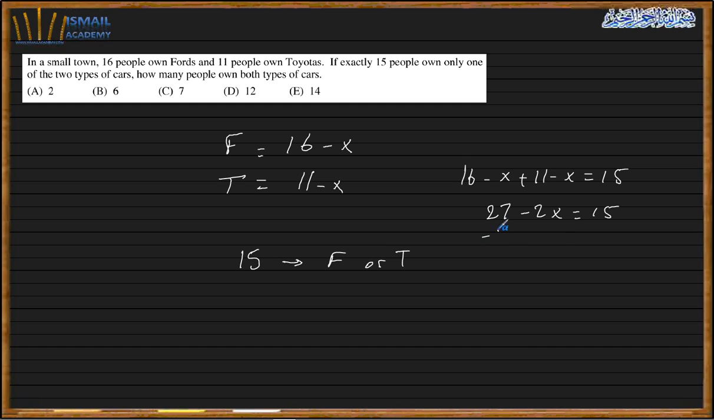So I subtract 27 from both sides. So I get minus 2x equals minus 12. So divide by minus 2. So x will be 6. So this means 6 people own both cars.